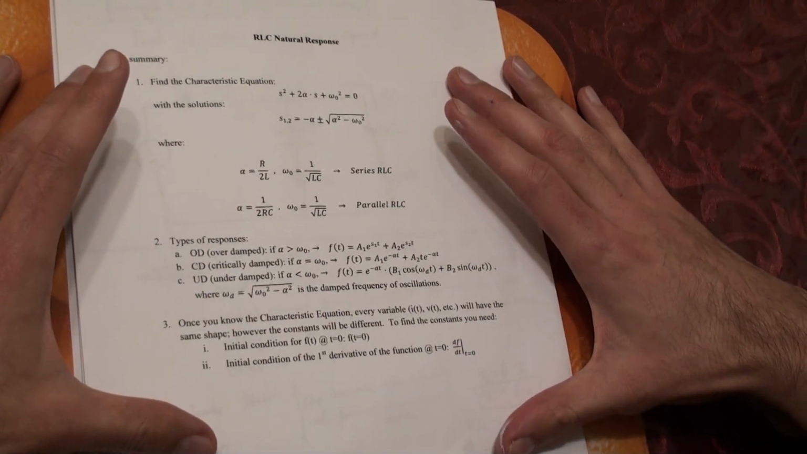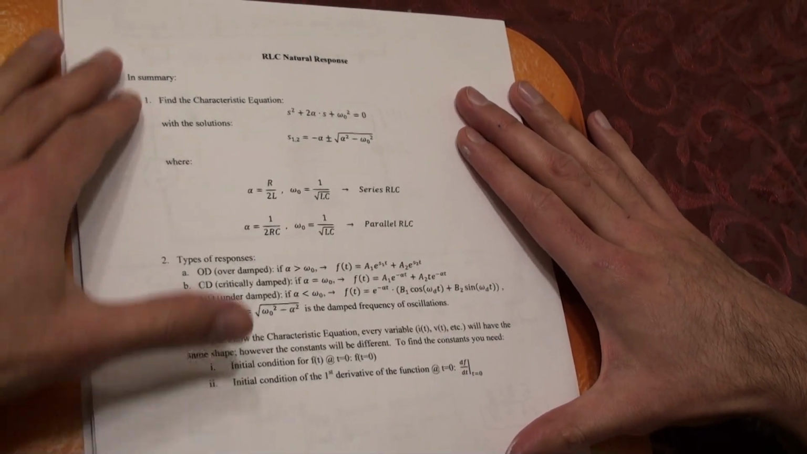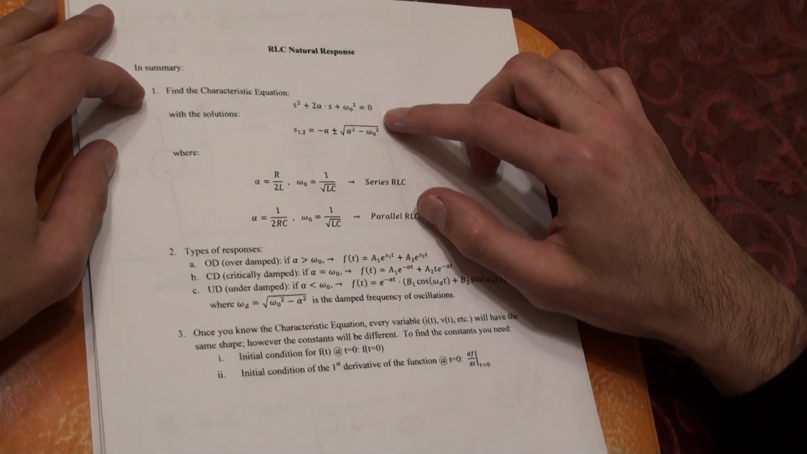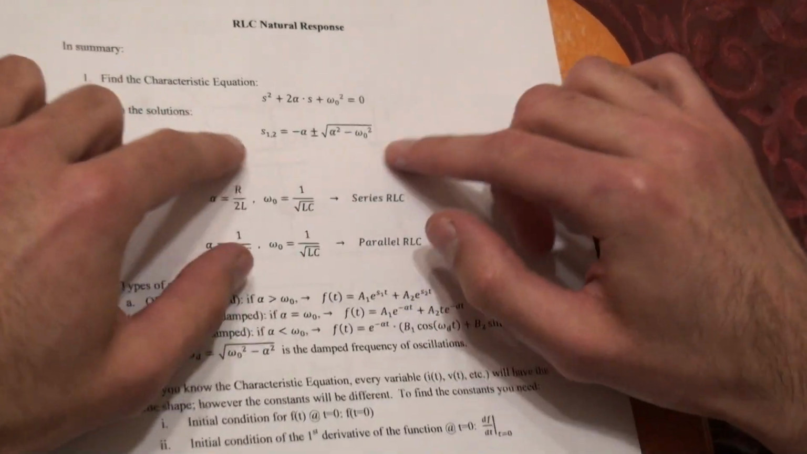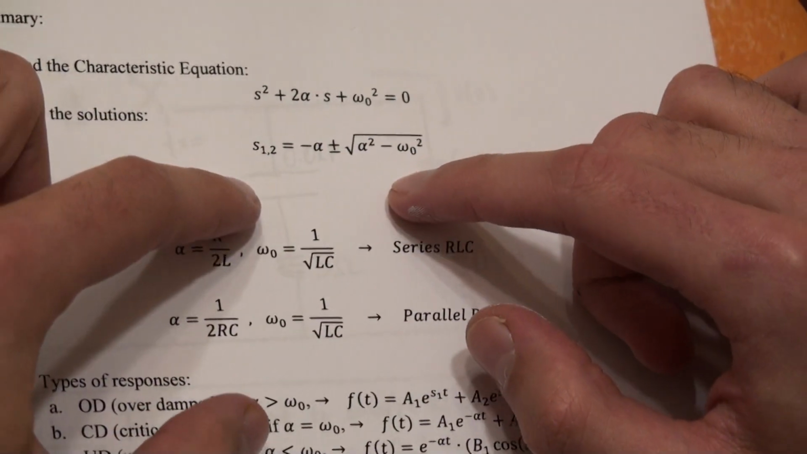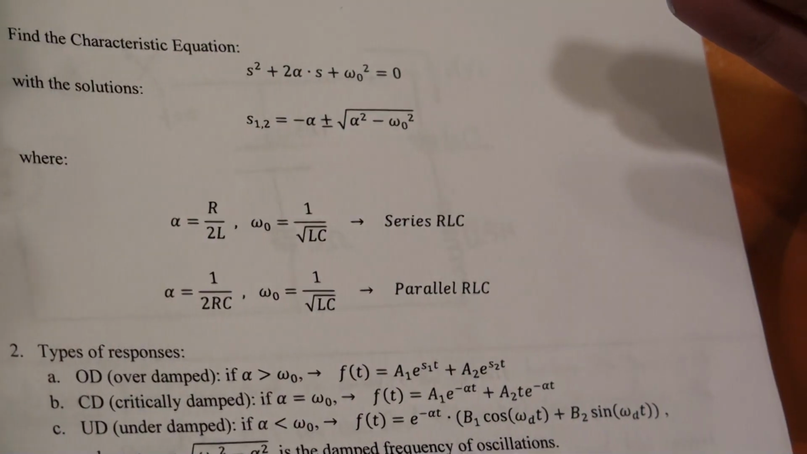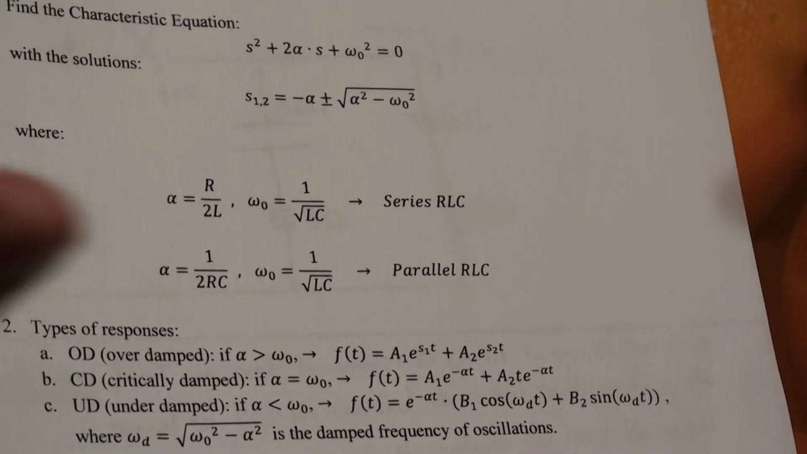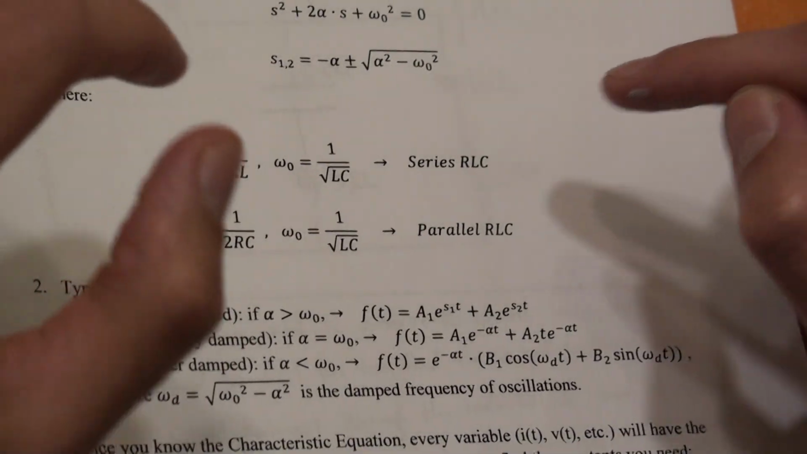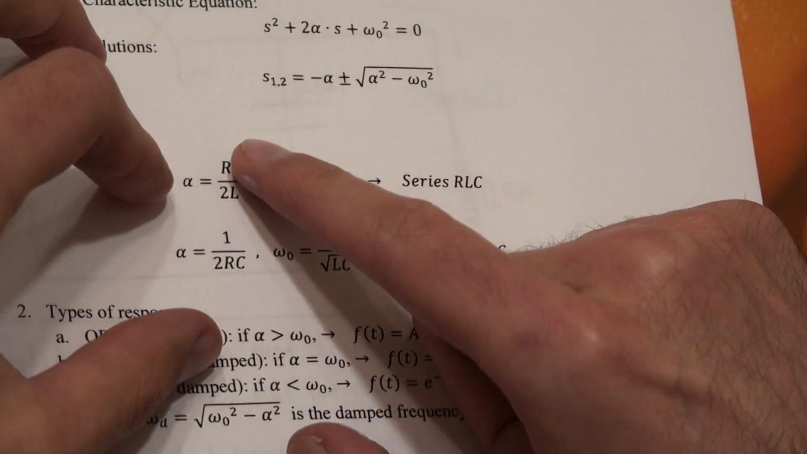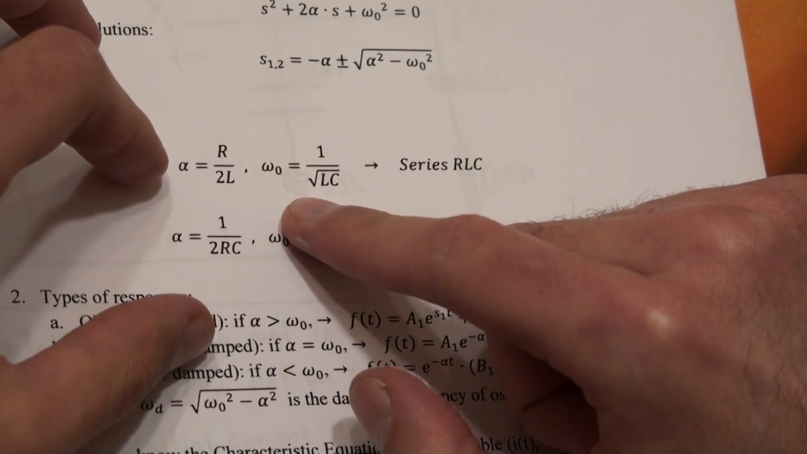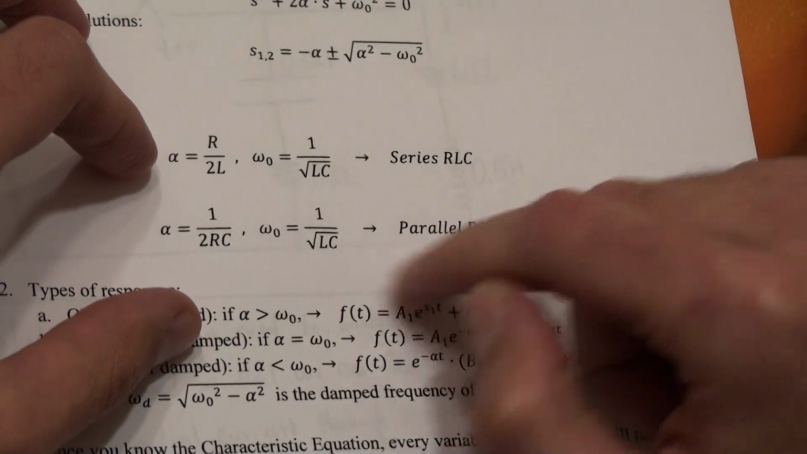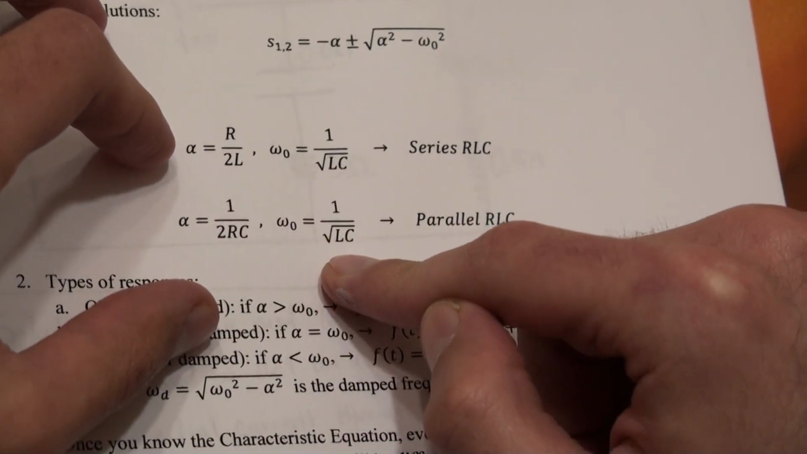So in summary, what you have to do to solve this problem. First step, you need to find the characteristic equation. Then you have your solutions given here. Now, these solutions depend on the type of RLC circuit that you have. In two ways. First, if we have a series RLC, your alpha is defined as R over 2L, and your omega naught is defined like this. If it's a parallel RLC, alpha changes, omega naught stays the same.